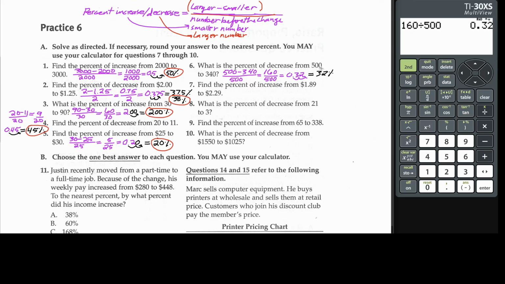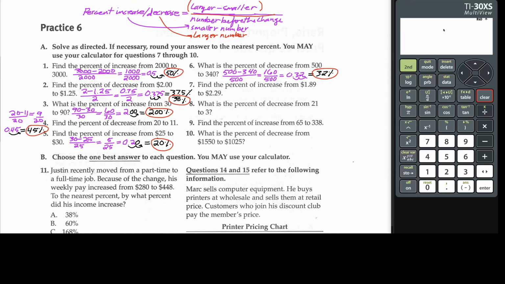And 32% decrease. Okay? So for number 7, 8, 9, 10, you are allowed to use a calculator. Why don't you use the calculator on the right here to solve for number 7 through number 10? Let me clear the screen here. Okay, now to solve that, this is what you need to follow.